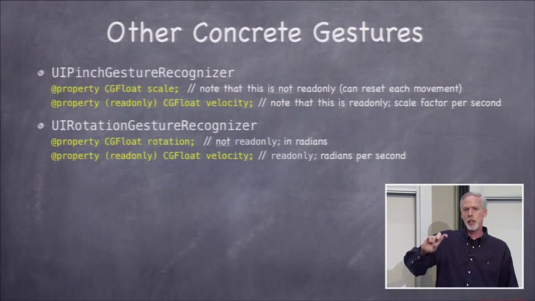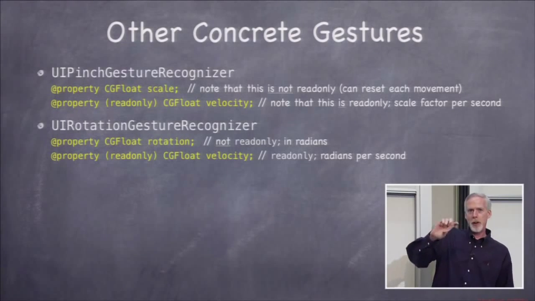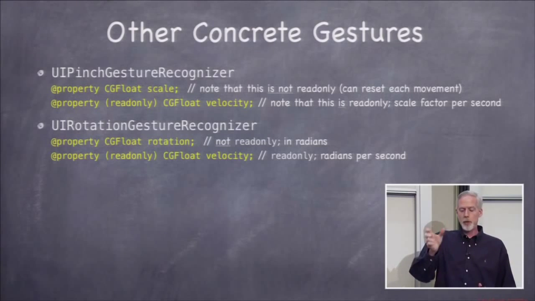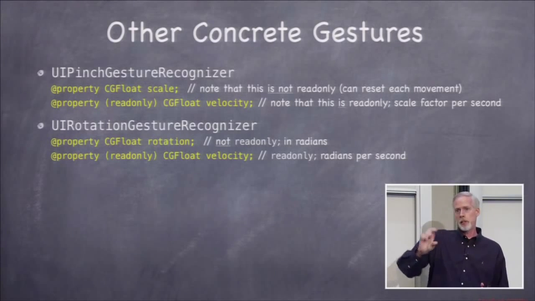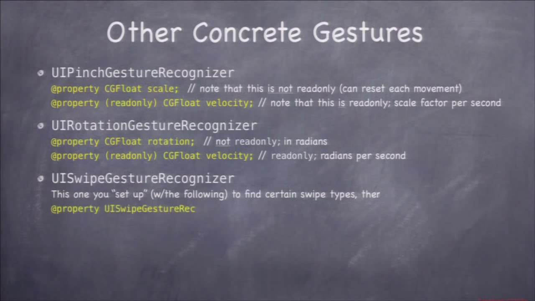It's going to tell you the rotation in radians. Everyone knows what radians are, right? 0 to 2 pi around a circle in radians. Look it up if you don't know it. And that's also telling you velocity in radians per second, how fast the person's rotating.